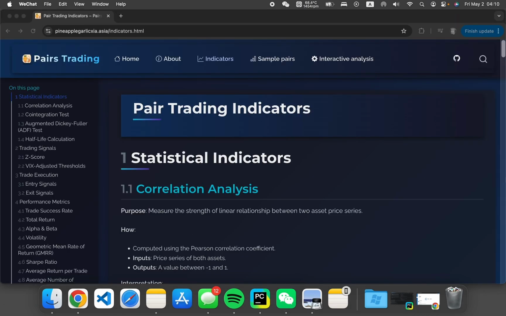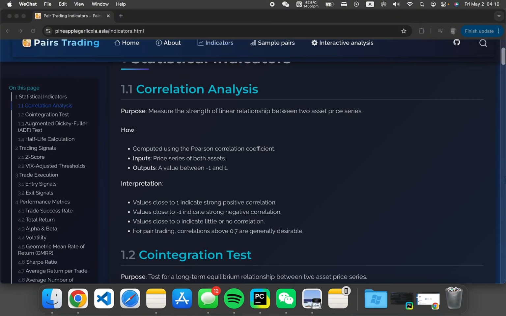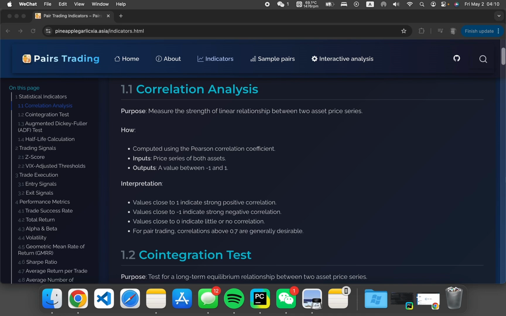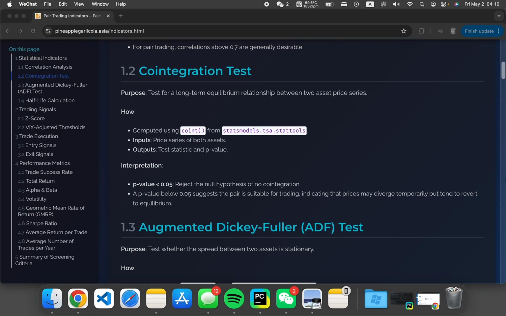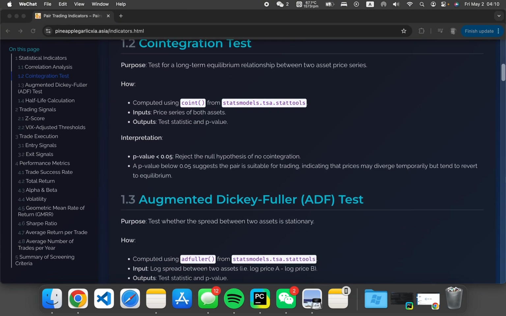Next, let's move on to the indicators. This page dives into the numbers behind the strategy. So the correlation measures how tightly two price series move together. Typically, we look for values above 0.7. And we have the co-integration test, which measures whether there is a stable long-term relationship. We want that p-value below 0.05.